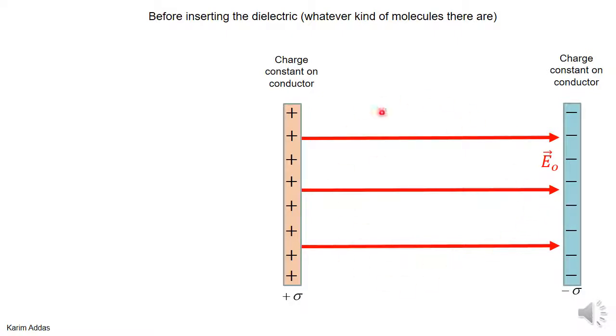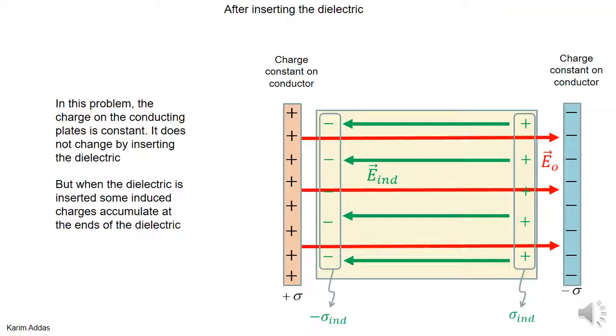This region has an electric field then going from the positive plate to the negative plate called E node. Now, this is the situation before you insert the dielectric material. When you insert the dielectric material, and we showed in the previous two videos, it doesn't make a difference whether the material initially was polar or non-polar. It doesn't make a difference.